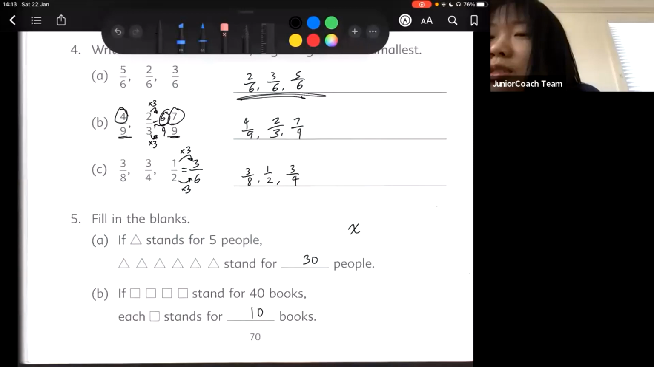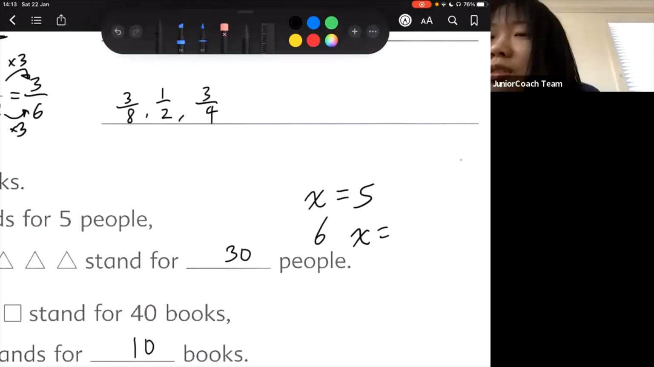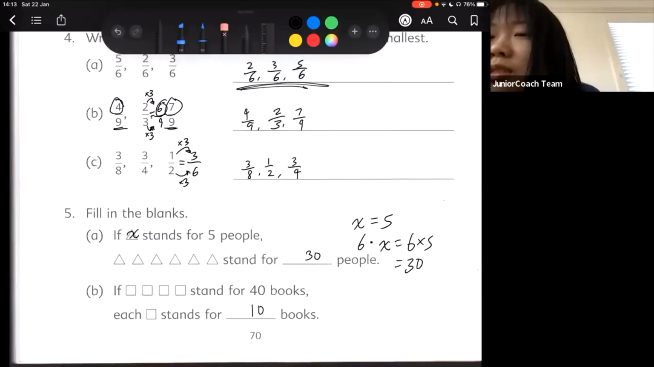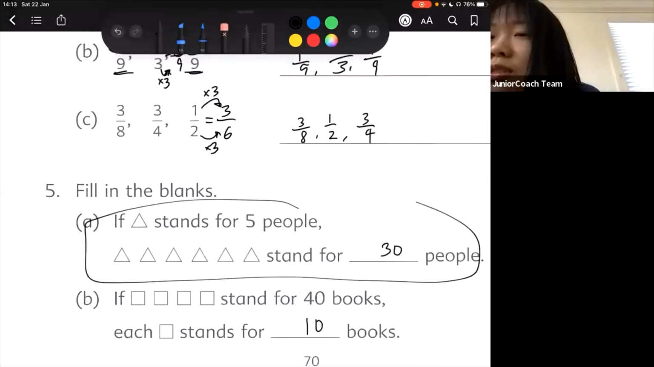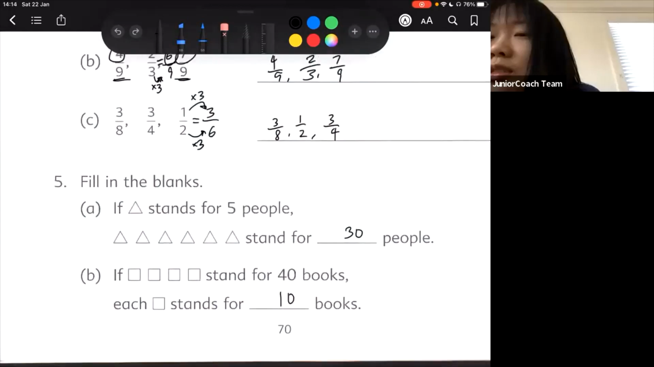So in algebra we have x's and y's and stuff like that. For now, I'll just talk about it a little bit. So if x equals 5, then 6x, which is the same thing as 6 times x, both of them look like x's, 6 times x equals 6 times 5, which equals 30. So we're just pretending that that triangle is an x. Basically, algebra as a concept is the same thing as this entire question. People just don't have the time to draw triangles and stuff.